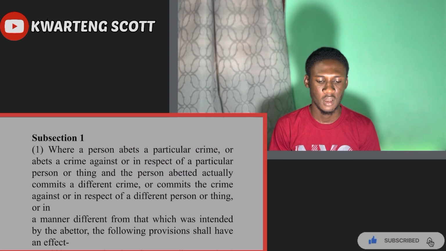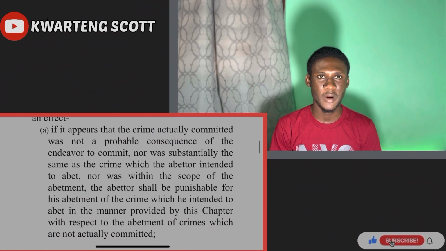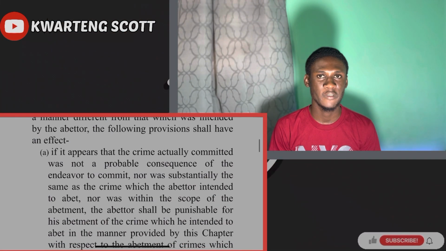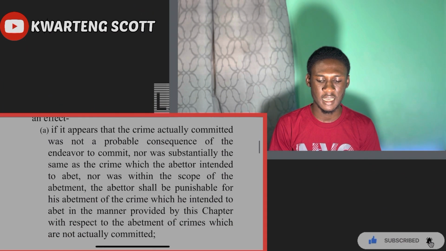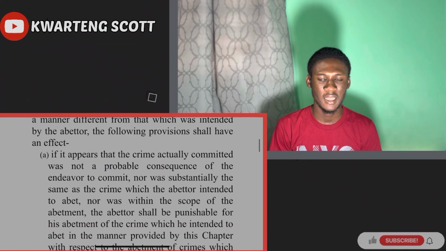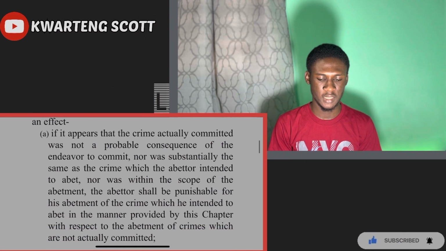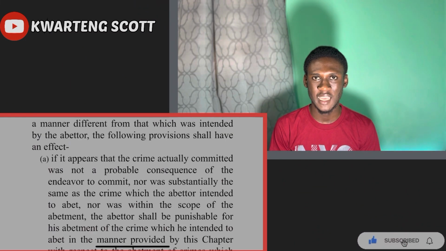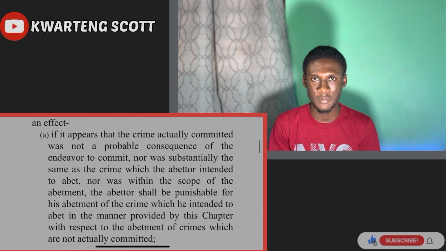So A, if it appears that the crime actually committed was not a probable consequence of the endeavor to commit, nor was substantially the same as the crime which the abettor intended to abet, nor was within the scope of the abetment. So this is, like I said, if the crime committed isn't a probable consequence of what the abetment was.